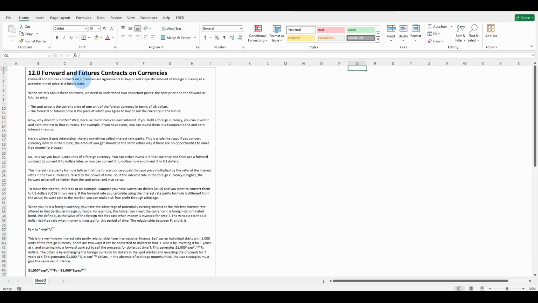Forward and future contracts on currencies are agreements to buy or sell a specific amount of foreign currency at a predetermined price at a future date. When we talk about these contracts, we need to understand two important prices: the spot price and the forward or futures price. The spot price is the current price of 1 unit of the foreign currency in terms of US dollars. Forward or futures price is the price at which you agree to buy or sell the currency in the future. Why does this matter?